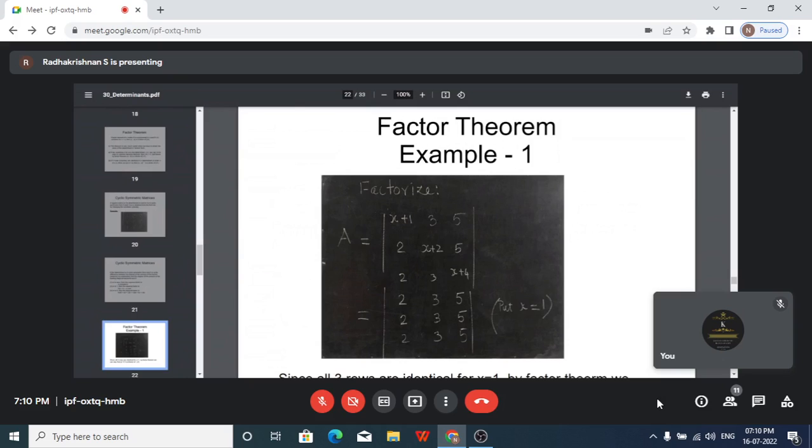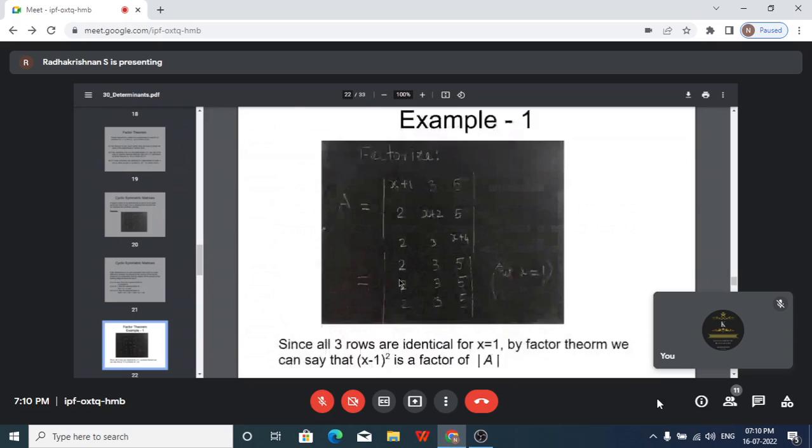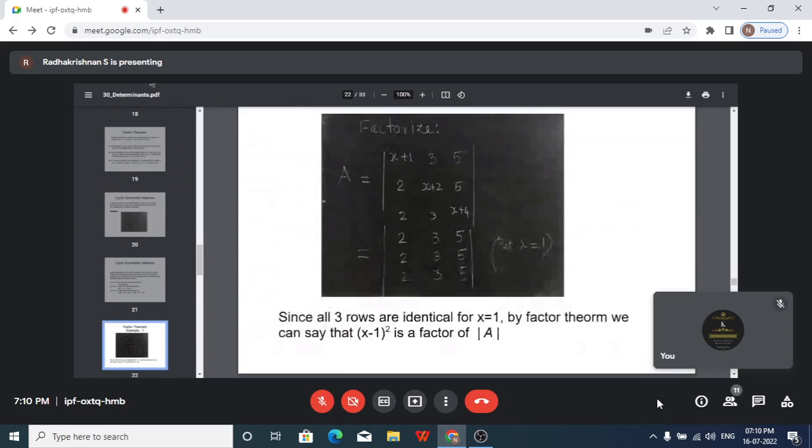So அப்ப நம்ம என்ன கன்க்ளூட் பண்ணலாம்? So for this determinant x minus 1 whole square is a factor, right? That's what the factor theorem says. When you put x equal to 1, the determinant vanishes. Not only vanishes, not just 2 rows become equal, but 3 rows become equal. The square becomes a factor. Since all 3 rows are identical for x equal to 1, by factor theorem, we can say that x minus 1 the whole square is a factor of the determinant.